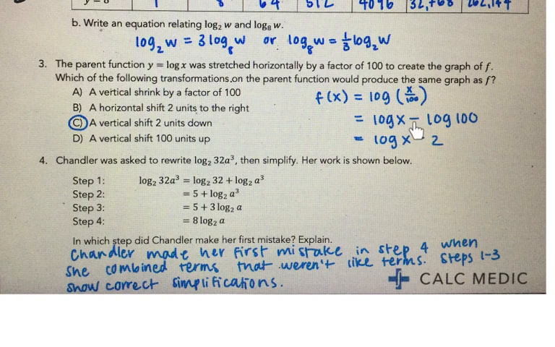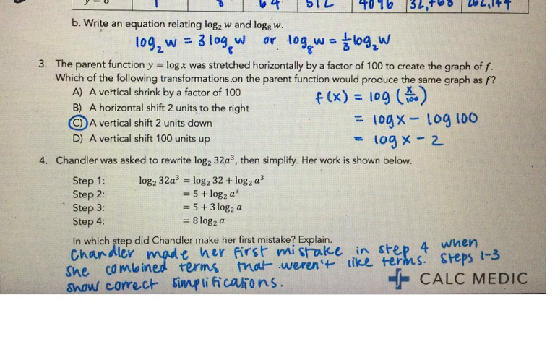And now then if I'm subtracting logs, log base 10 of 100. So this is 10 raised to what power is 100? Well, the answer to that log is 2. So this is the same as log of x minus 2. So a stretch horizontally by 100 is the same as a shift down 2. Just where they're coming up with that.